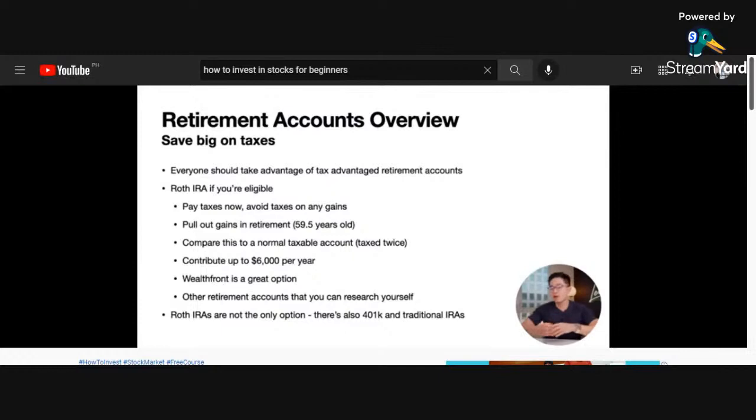Now this section, we're going to be talking about retirement accounts. And these are so important. These allow you to save so much money on taxes. And most importantly, they allow you to save money and be prepared for retirement. Everyone in their right mind should take advantage of tax advantage retirement accounts.